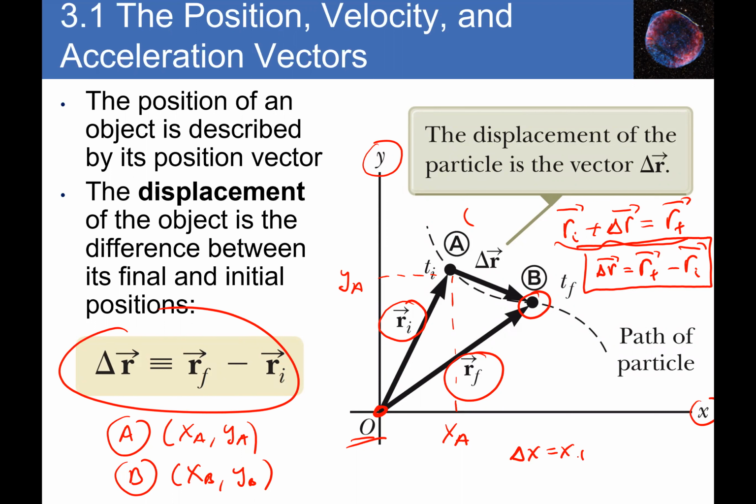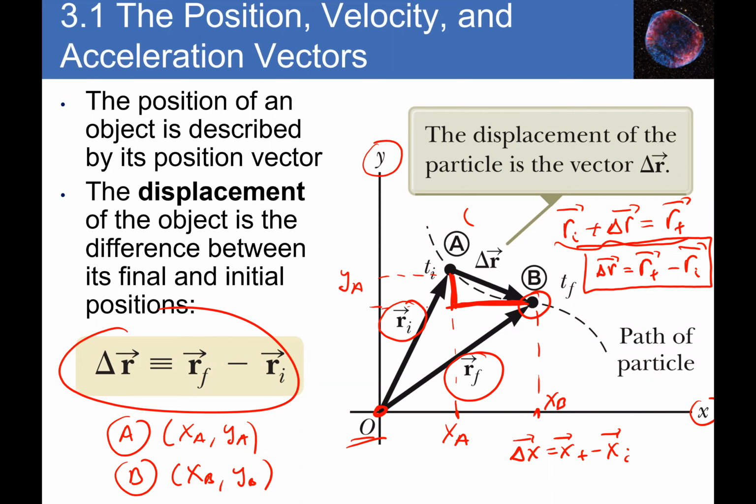Delta X equals X final minus X initial. But now we're doing it in terms of 2 dimensions. When position changes, we have to take into account both horizontal and vertical position change simultaneously. That means we are looking at by how much this horizontal position changed. So, let's say I have XA and I have XB.